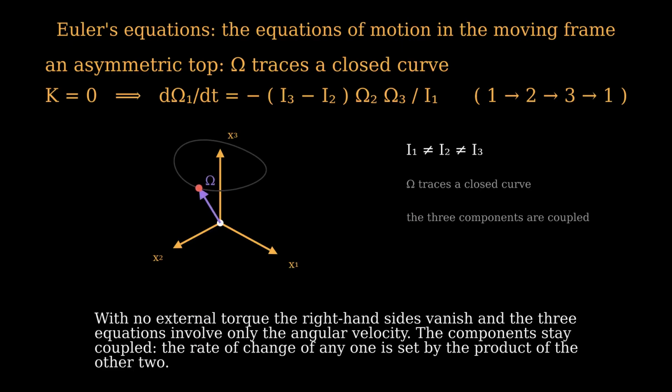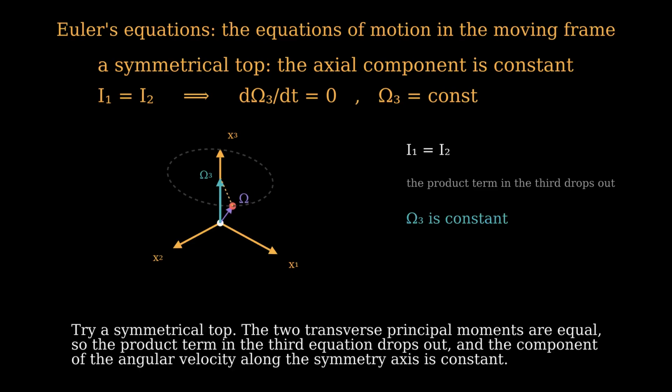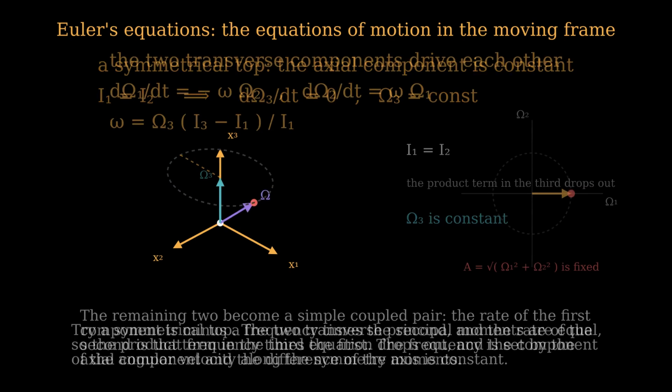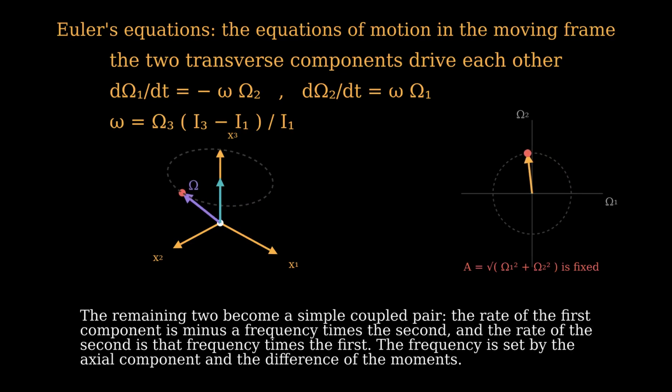With no external torque, the right-hand sides vanish, and the three equations involve only the angular velocity. The components stay coupled. The rate of change of any one is set by the product of the other two. Try a symmetrical top. The two transverse principal moments are equal, so the product term in the third equation drops out, and the component of the angular velocity along the symmetry axis is constant. The remaining two become a simple coupled pair.